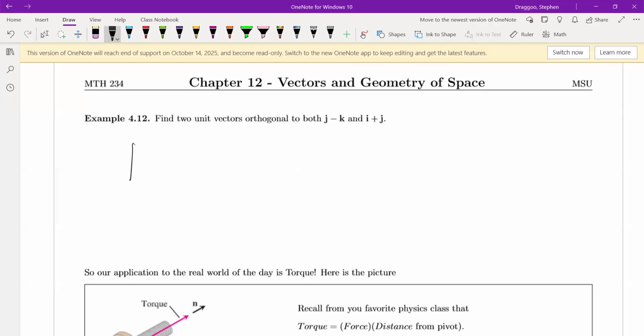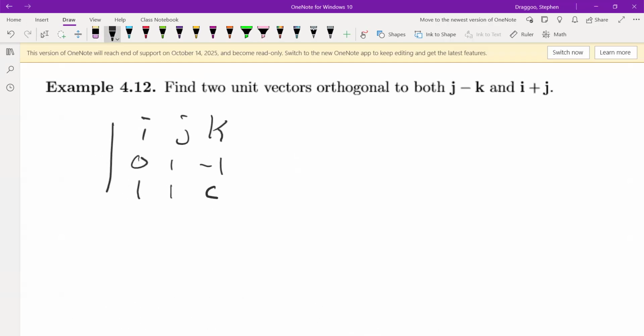The cross product I'm interested in. Again, let's go I, J, K. J minus K looks like 0, 1, negative 1, and then I plus J, 1, 1, 0. None of my lines are staying very straight, are they? Hey, stop that. Again, sound effects are very important. If we take this cross product, what are we gonna get?